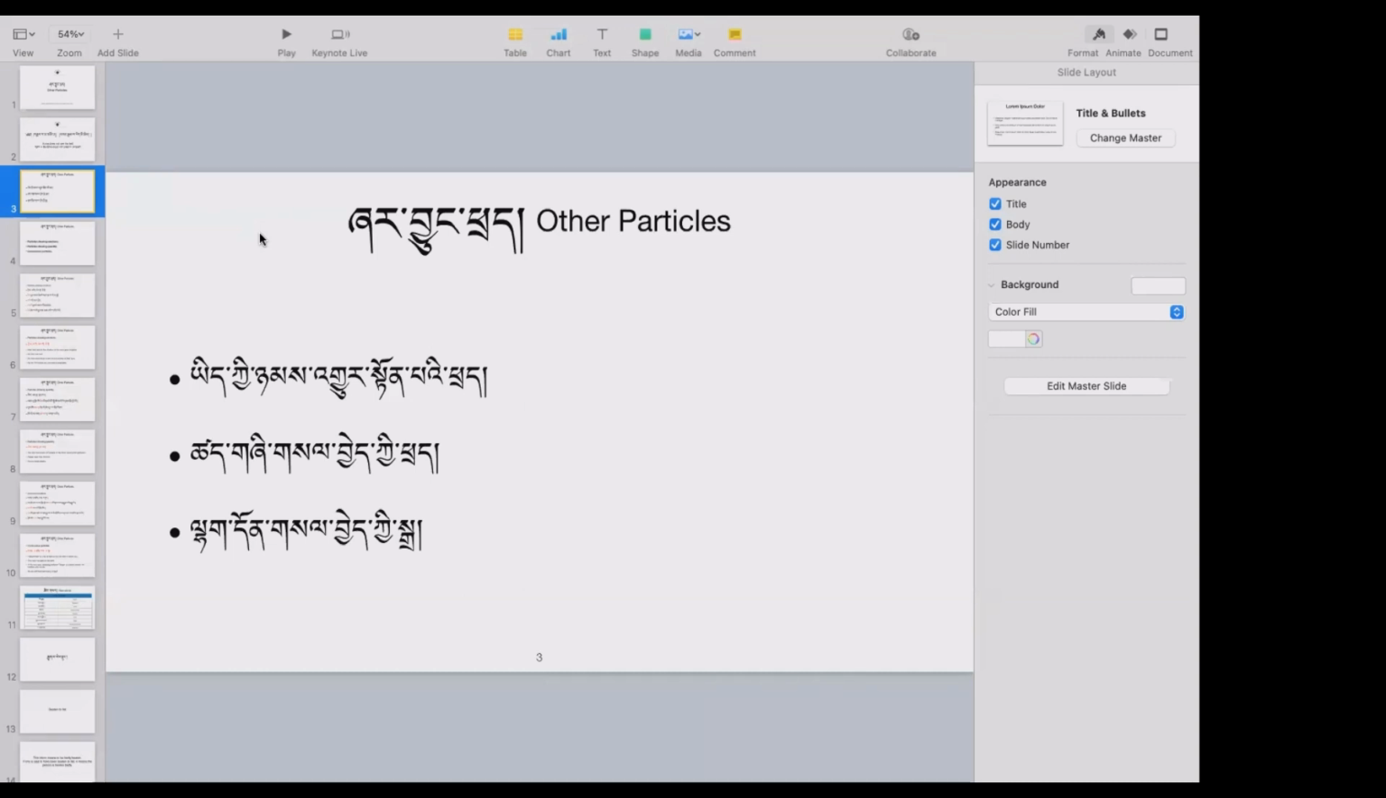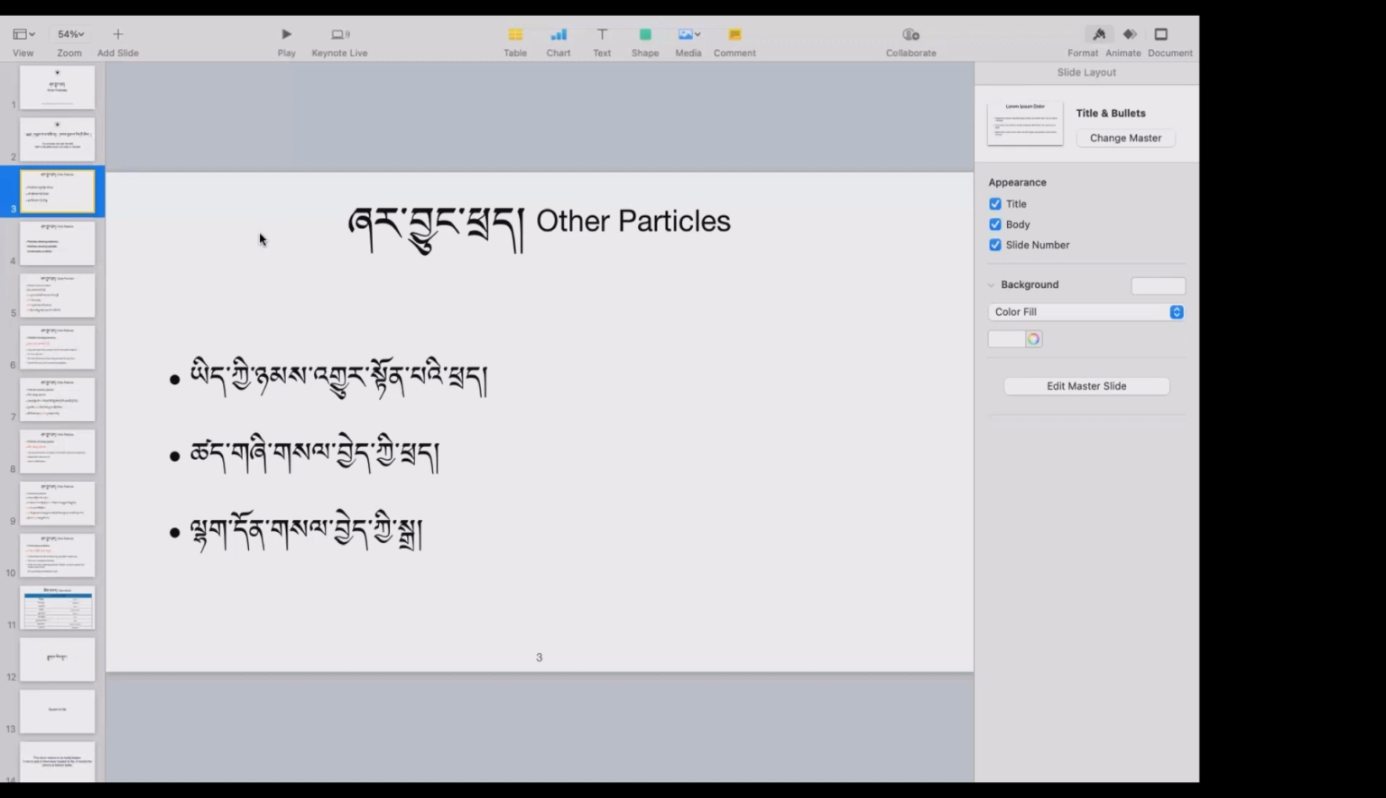And so these are other particles, other in the sense that they are not stated in the grammatical text. But they do have a great significance in terms of the usage of the Tibetan language. A few of these are used very often, and some of them are seen used in the literature rather than spoken. But still, all of these are used quite often.